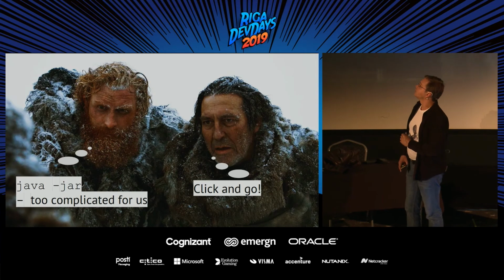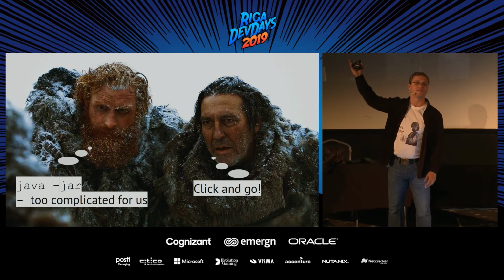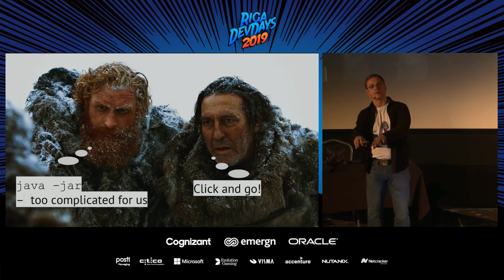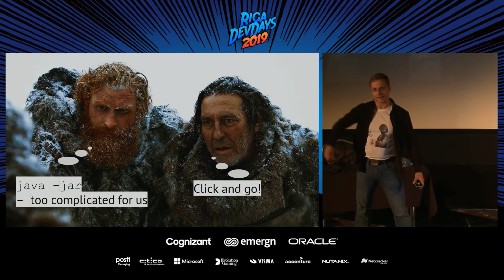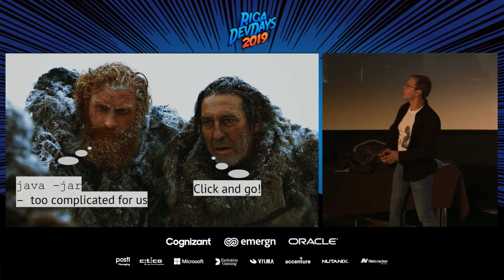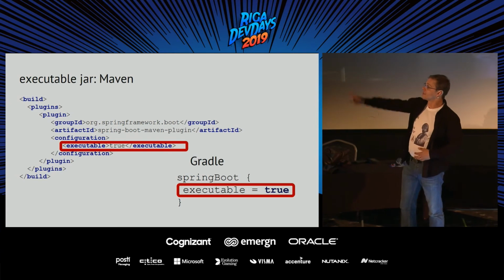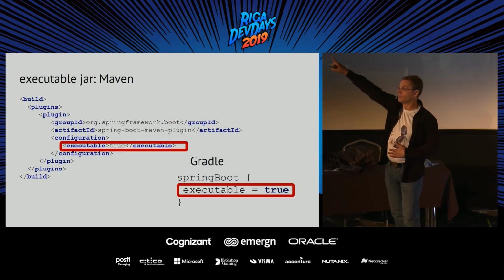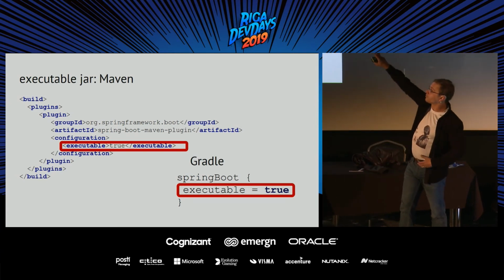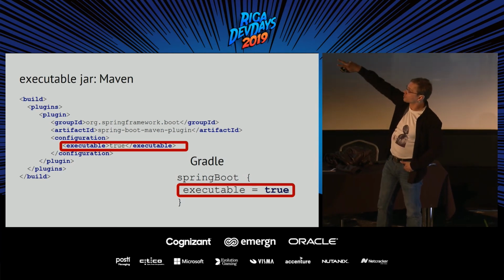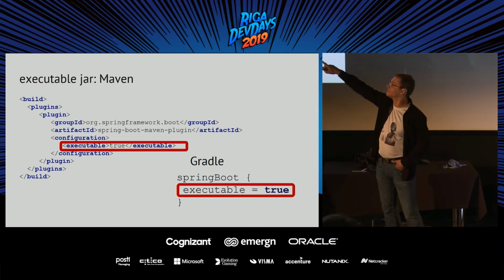And the last thing: these guys, it's too complicated for them to write java -jar. They want the executable jar, meaning click and work. Okay, how can we help them? Another property, you see, in the configuration block. The main class should also be there. So we can provide in the configuration block of this plugin the information executable true or false.